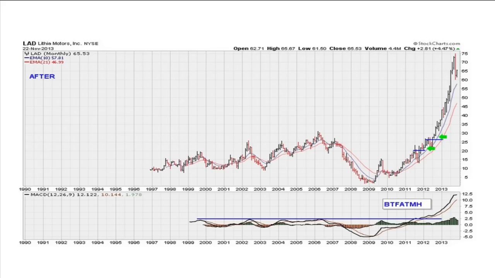And you see what happens since then. Since our entry here, here or here, the stock would go on to move from 29 all the way, almost in a straight fashion, to 75. And this is the biggest move the stock has had ever. Why? Because it met our minimum requirements here, here, and here.